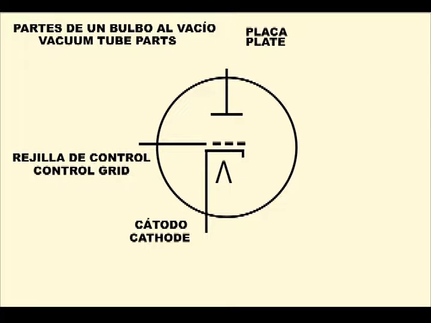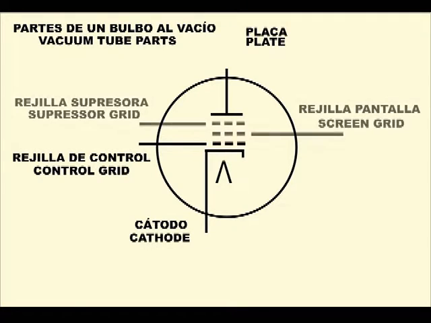Being the grid very close to the cathode, it exerts a very large control over the electron cloud, and with a very small signal between cathode and grid, the tube can deliver a signal amplified almost 100 times in the plate circuit. As technology advanced, improvements were made, usually by adding grids.